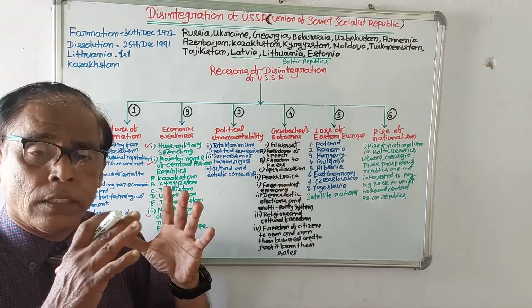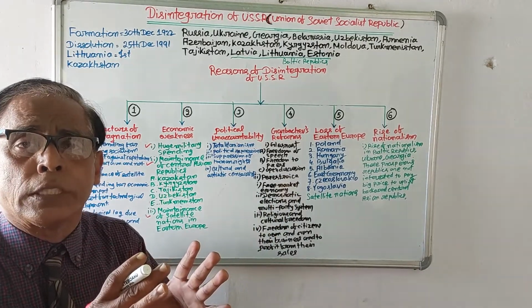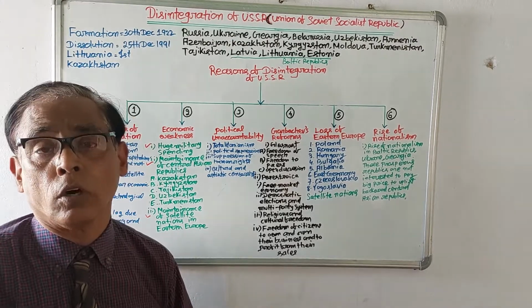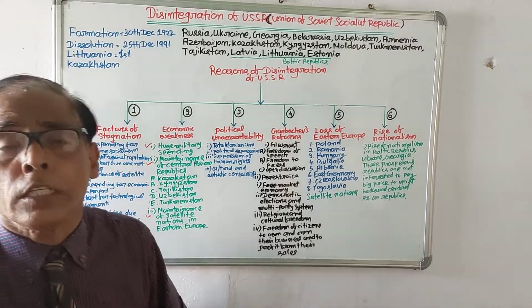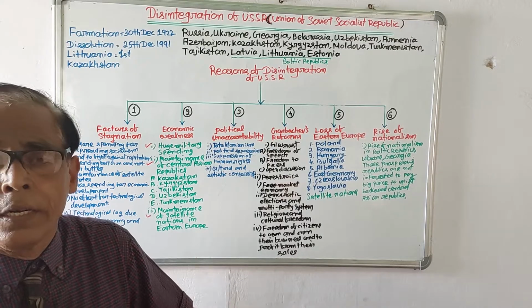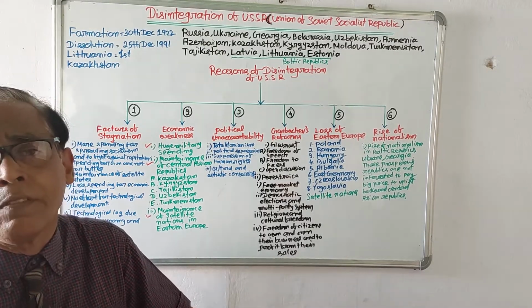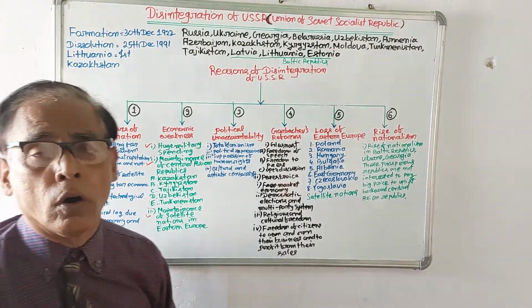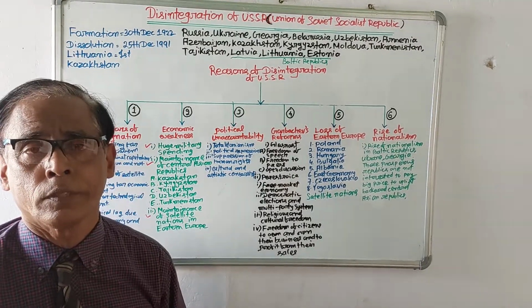So by this, the economic condition of USSR became very weak. So it was another cause for the discontentment of people, and it was a factor for the disintegration of USSR. And number 3, political unaccountability.